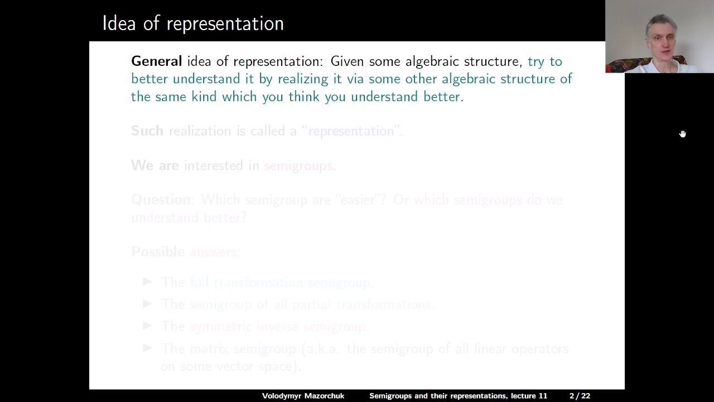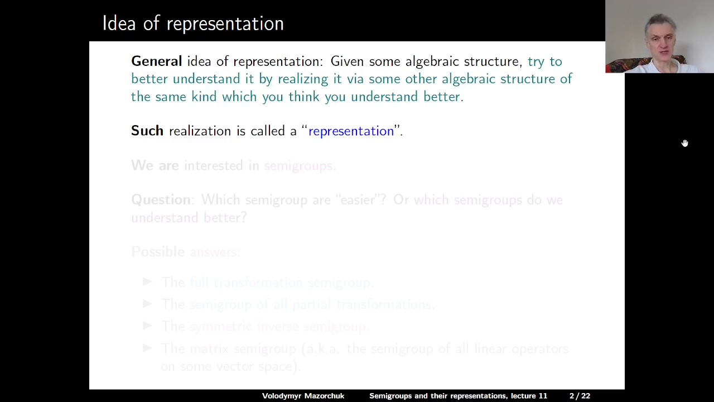The general idea of a representation is as follows. Given some algebraic structure, we try to better understand the structure by realizing it via some other algebraic structure of the same kind, which is in some sense easier or which we think we understand better. And such a realization is called a representation.